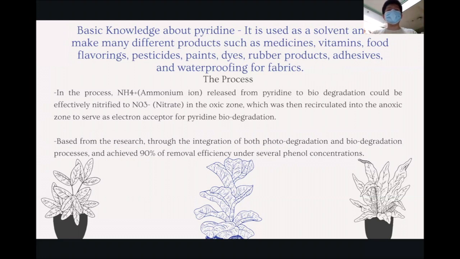So, based on my research, through the integration of both photodegradation and biodegradation processes, we achieved 90% removal efficiency under several phenol concentrations. So, the bioreactor is very widely used in industries and homes. It is because it has been proven that there is at least 90% removal efficiency under this method.